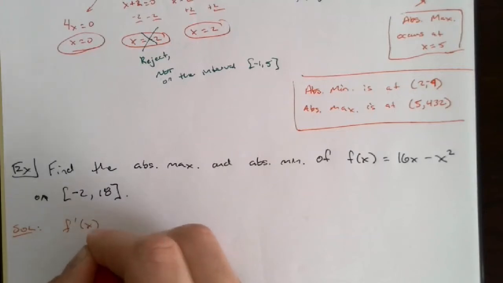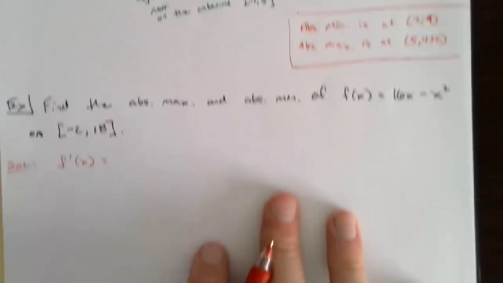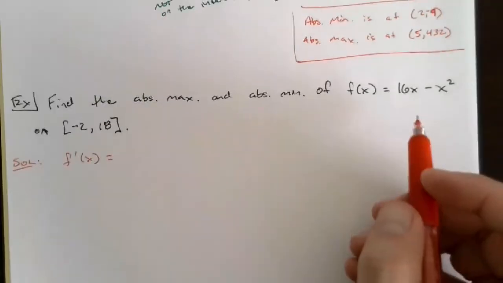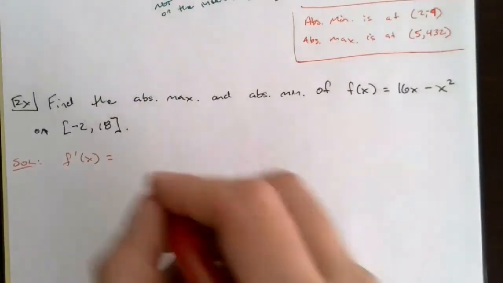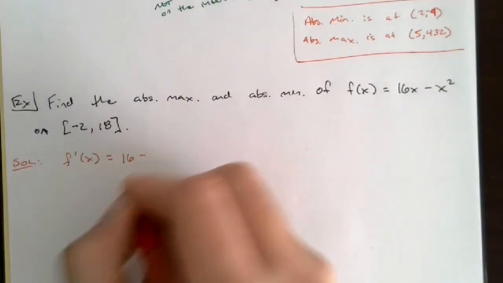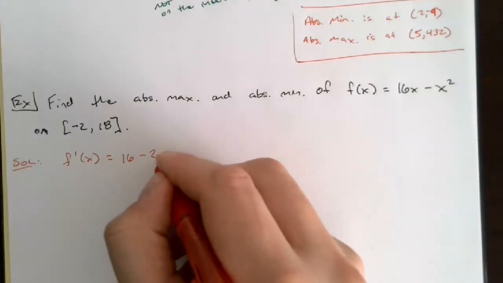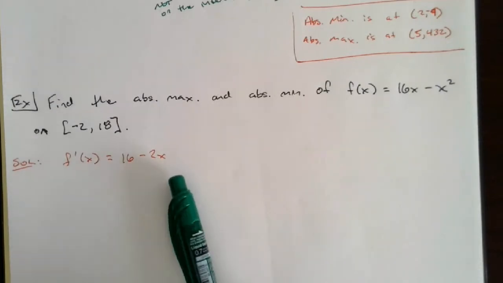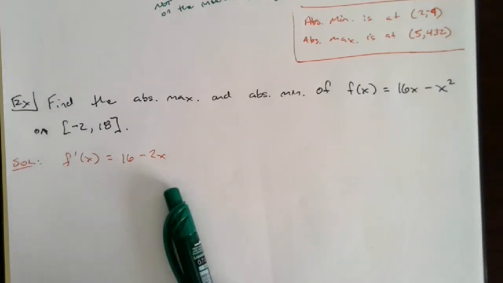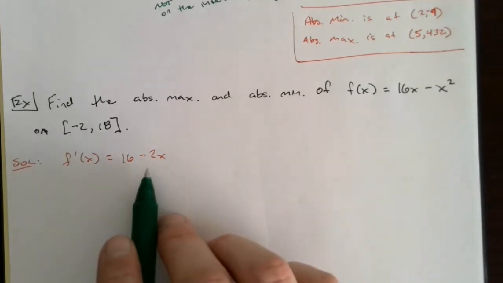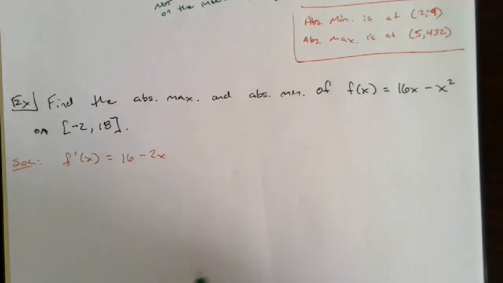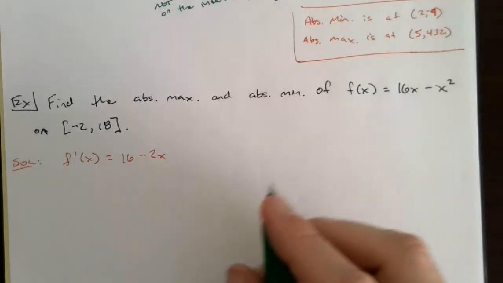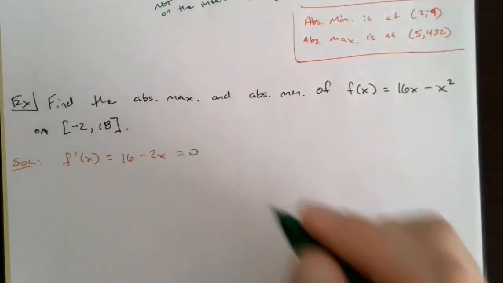So we're going to look at f prime of x here, and the first derivative for 16x minus x squared. The derivative of 16x is just 16, minus the derivative of x squared, which is just 2x. And remember, to find critical values, you want to set that derivative equal to 0, and you want to see where it's undefined, meaning it does not exist. Well, this is a polynomial, it exists everywhere. So we just want to set this equal to 0 and solve for x.